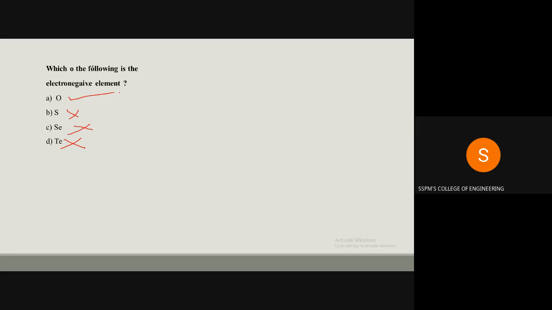Electronegative element means it is electron deficient or it abstracts electrons. As electronegative property increases, electronegativity will increase. So oxygen is the most electronegative element. Then the hybridization of sulfur in SO.